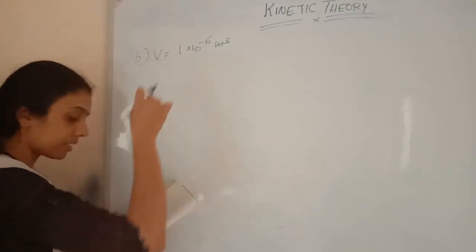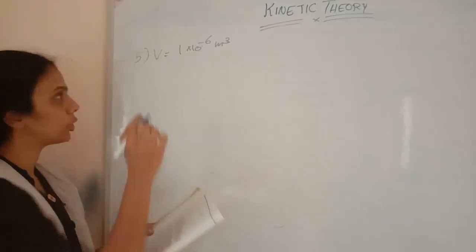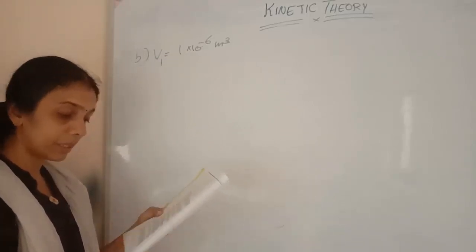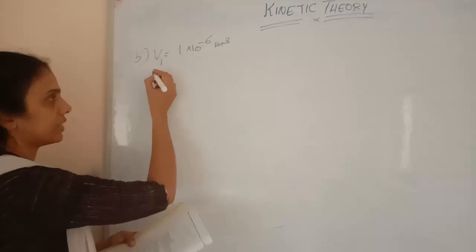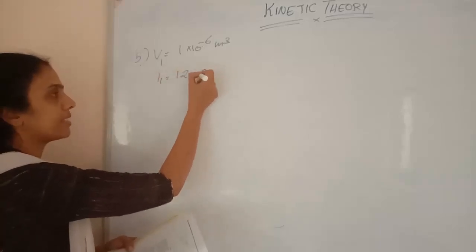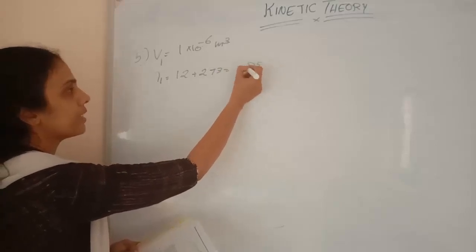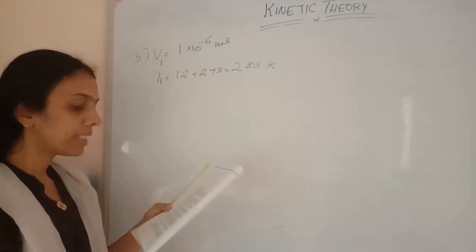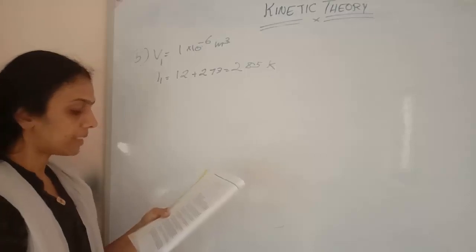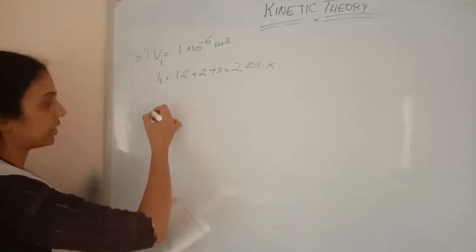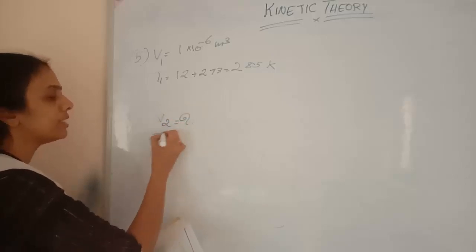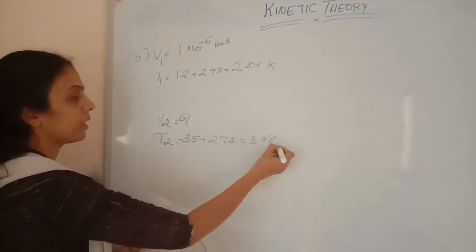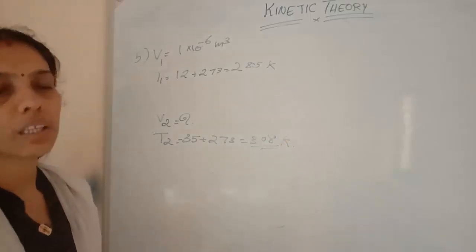So initially it is at the volume of an air bubble 1 centimeter cube, so initially V1 like this, and it rises from the bottom of a lake 40 meter deep at a temperature of 12 degrees Celsius. So T1 is 12 degrees Celsius plus 273, so you will get 285 Kelvin. And to what volume does it grow when it reaches the surface, which is at a temperature of 35 degrees Celsius. So V2 you should find out. T2 is given as 35 plus 273, so 308 Kelvin. So how can we find this?